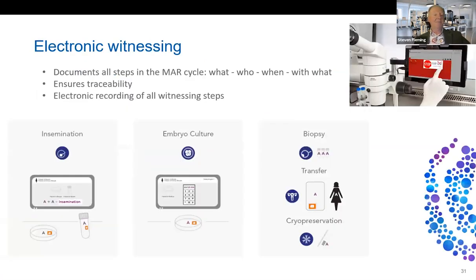Electronic witnessing using either barcodes or radiofrequency identification tags is considered the best way in which to mitigate risk and avoid human error. A combination of both RFID tags and barcodes is actually required during the vitrification and cryostorage process, since RFID tags have yet to be perfected for use in liquid nitrogen.